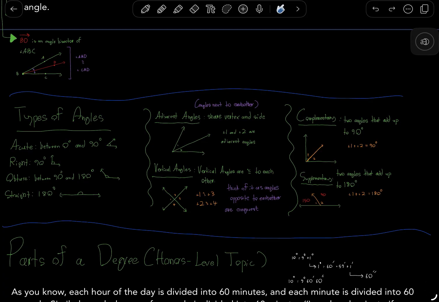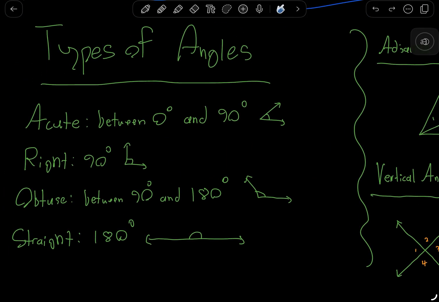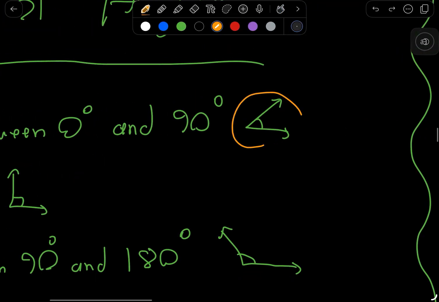Now, still staying with the topic of angles, there's many types of angles, and you might actually already know some of these. For these specifically, they have to do with the measure of the angle, or how big the angle is. So acute angles are between 0 and 90 degrees. And again, if you want a visual, right here, that's essentially what an acute angle looks like. Less than 90, more than 0.